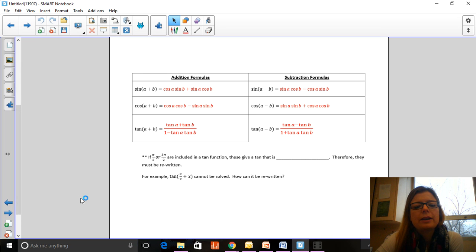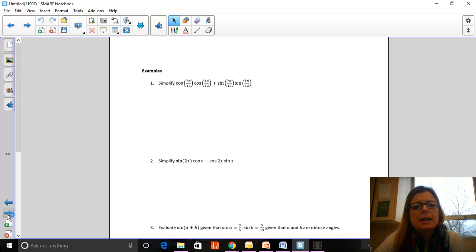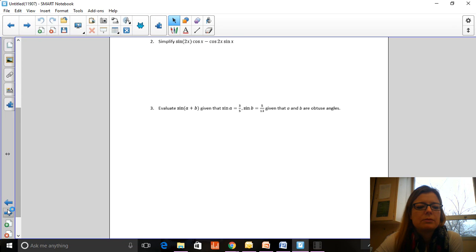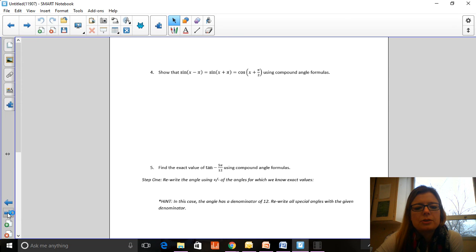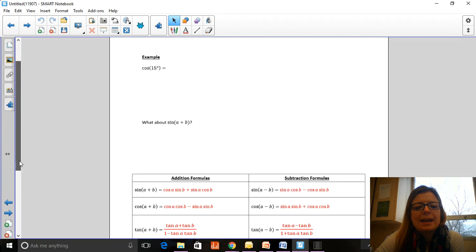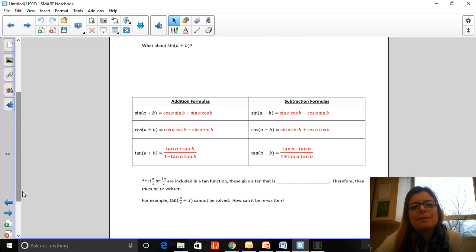Then I give a little note here about tan. Then we're going to go through some examples and use these compound angle formulas and see how they're actually useful. That's what the last few pages are for. Hopefully you got these 6 down. If you didn't yet, pause and copy those down. And on the front page, we're going to be developing this one.